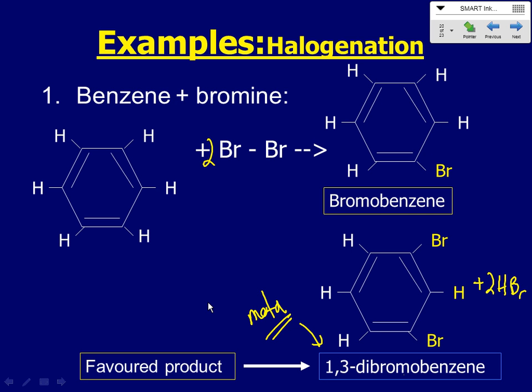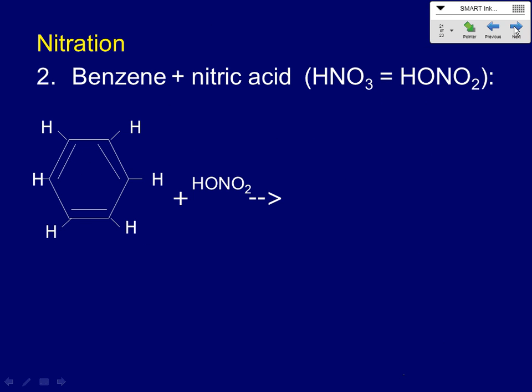Now there are other things that you can add readily to a benzene ring, and the next one is a nitro group. I'm going to draw this one on. So you can actually react nitric acid with a benzene ring.